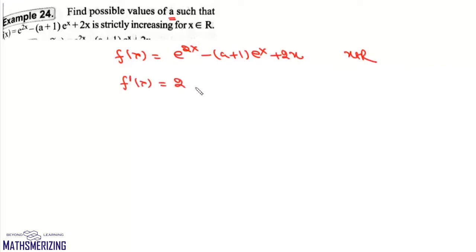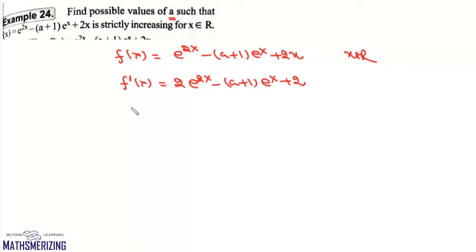Now here the question is, find possible values of a such that this function fx, which is e to the power 2x minus a plus 1 e to the power x plus 2x, is strictly increasing for x belongs to R. Now we find f dash x will be 2 into e to the power 2x minus a plus 1 e to the power x plus 2.